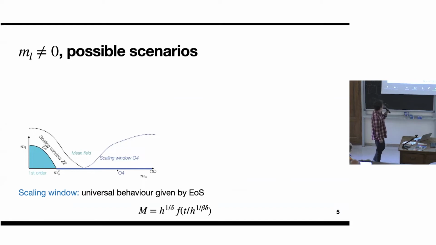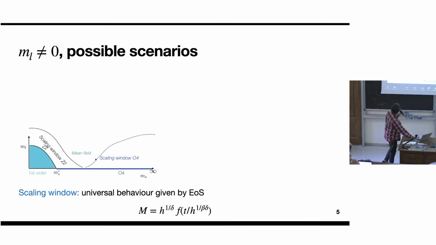Then usually it is expected that this second order line is in the O4 universality class. If we are sitting in the vicinity of this O4 universality class, then the behavior of the corresponding order parameter is usually given by universal functions, which are determined by this universality class. Of course, there are some non-universal corrections, so this is valid only in some region in the vicinity of this second order line.